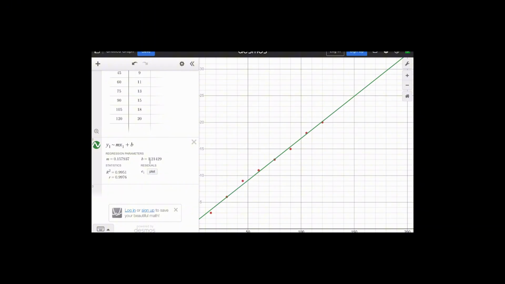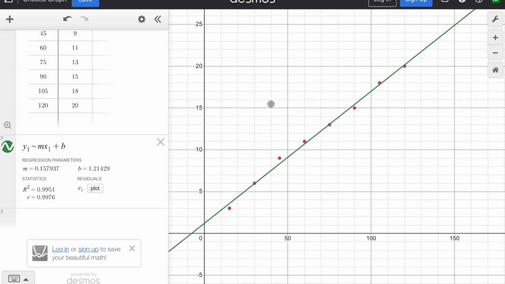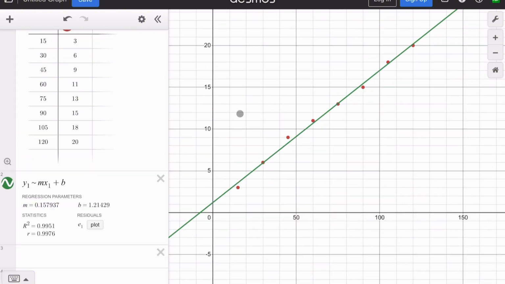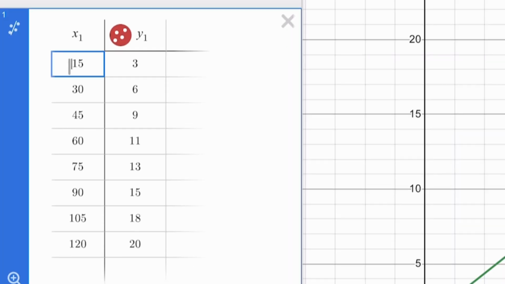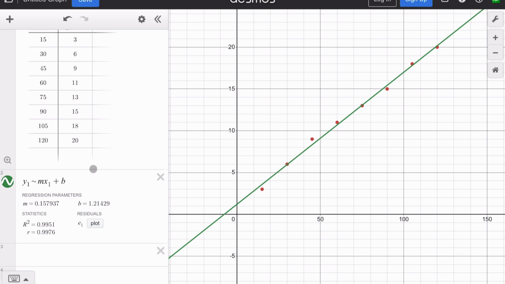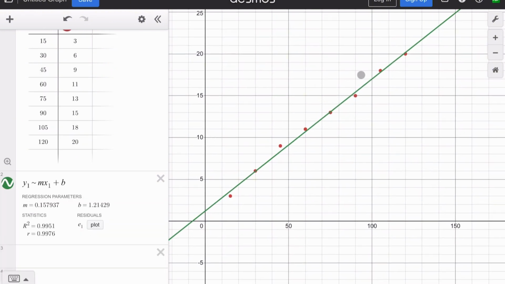And so M is the slope and B is the y-intercept. So the slope is 0.15. So it seems the force is increasing by 15, while the percentage is increasing by 2 to 3%. So we can say that's 2.5 because 2 plus 3 is 5, and 5 divided by 2 is 2.5. And so that's the graph. Of course, you could have just done rise over run.